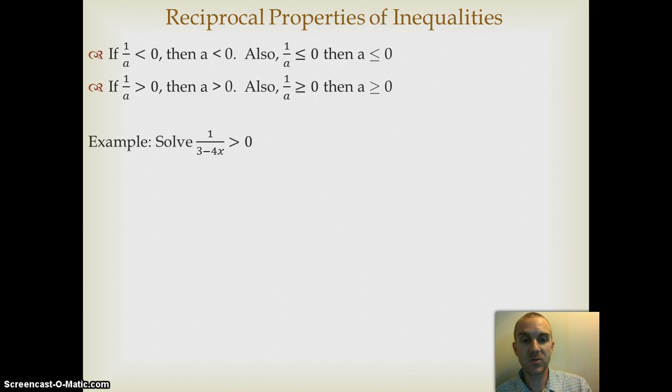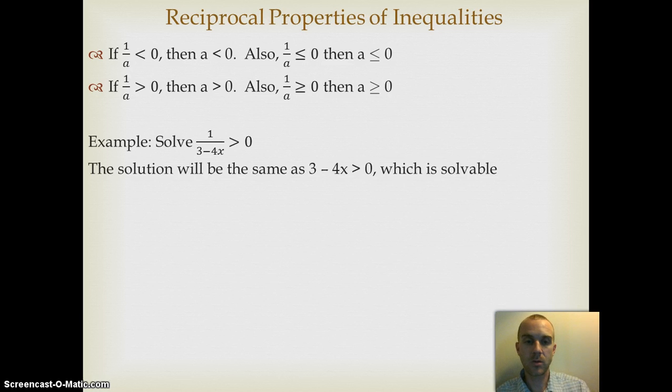So say I have this problem. 1 over 3 minus 4x is greater than 0. I can't just solve it as it is, but I can just set the denominator greater than 0 because this problem is greater than 0. That I can solve. I'm going to subtract 3 from both sides, and then I'm going to divide by -4. Now here I'm dividing by a negative, so I need to remember to flip that inequality around, so now it's x is less than, well, -3 over -4 gives me positive 3/4.